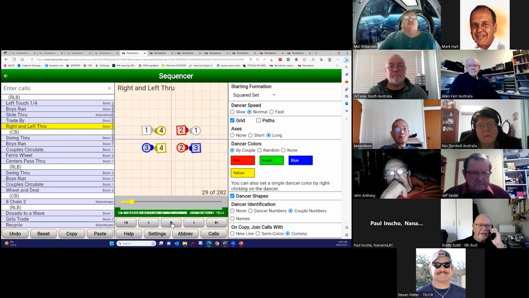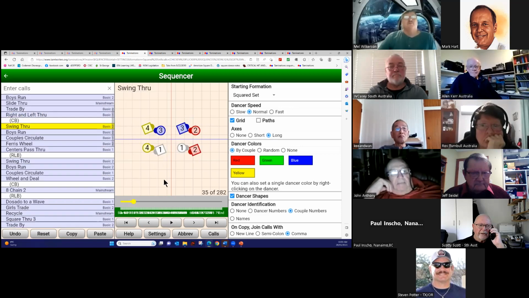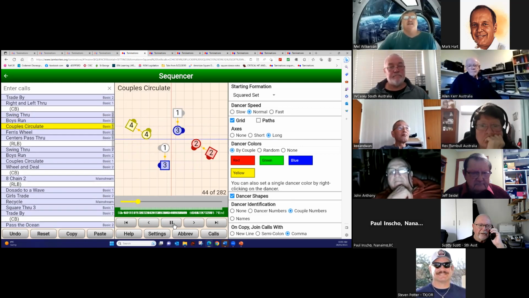That's my corner box. Oh, sorry, right and left are needed. Yep. There's my corner. There's my corner box. That's my original corner box. This should take me into a right-hand lady box.